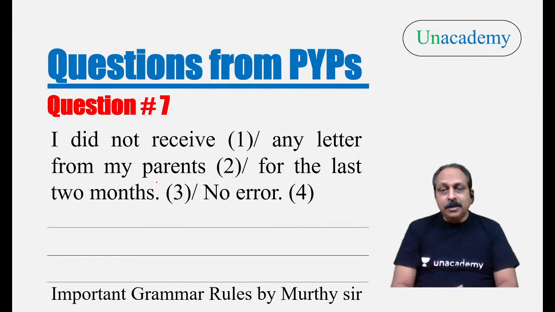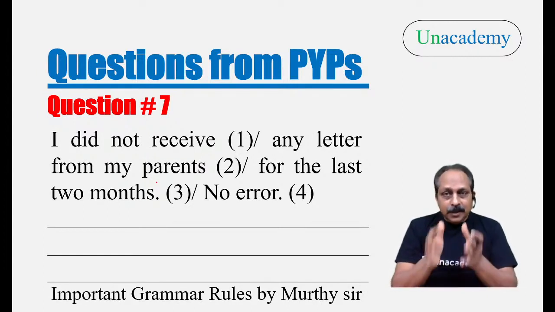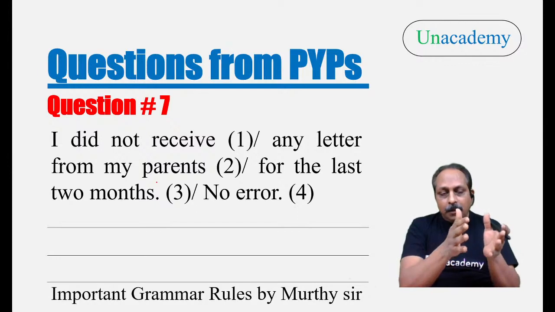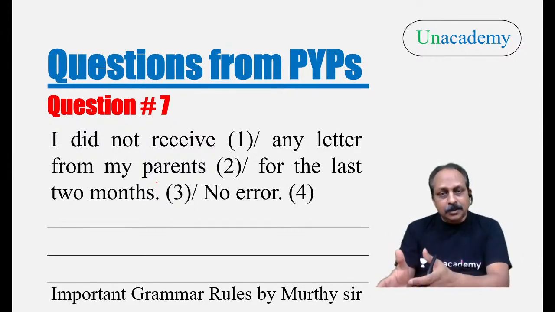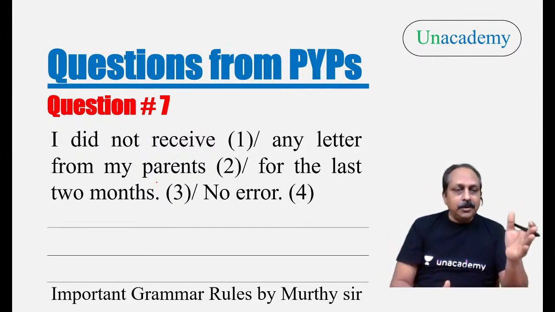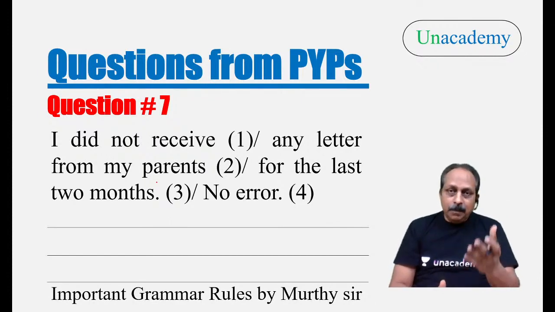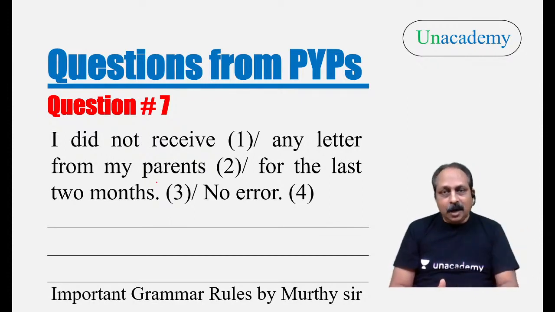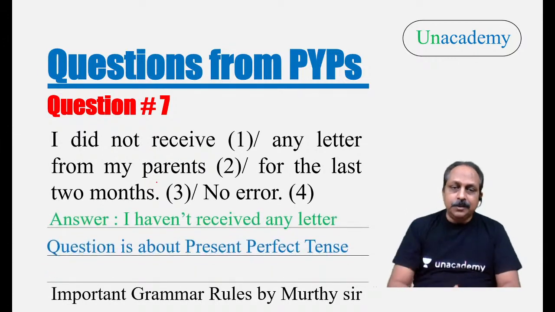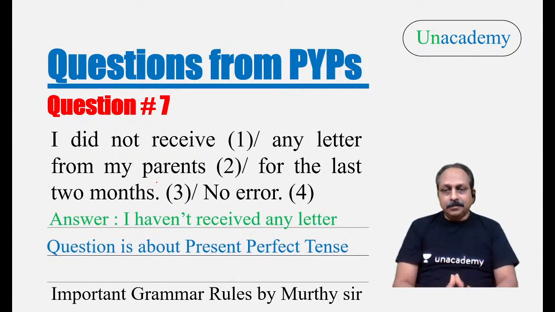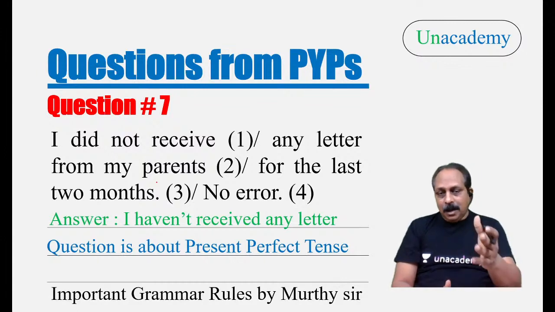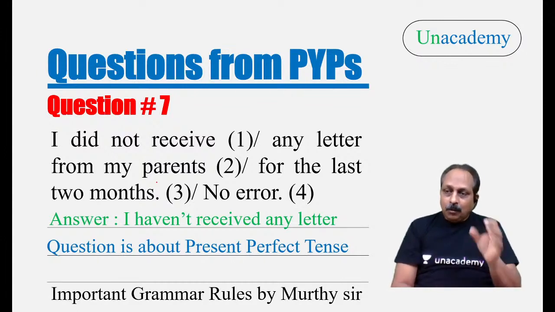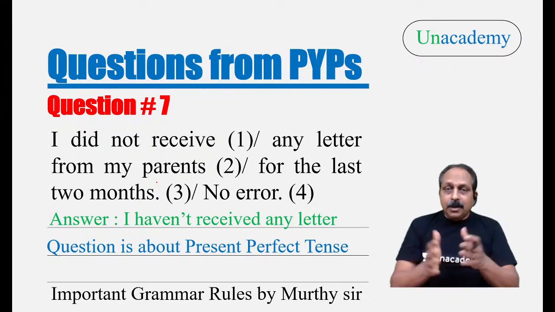I did not receive any letter from my parents for the last 2 months. This phrase goes with either present perfect or present perfect continuous. But here the context is past to present, so we should use present perfect tense. Then what is the answer? I haven't received any letter. Why present perfect? Because there's a time phrase. What is the time phrase? For the last 2 months.